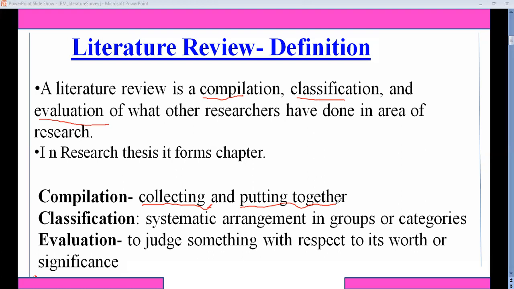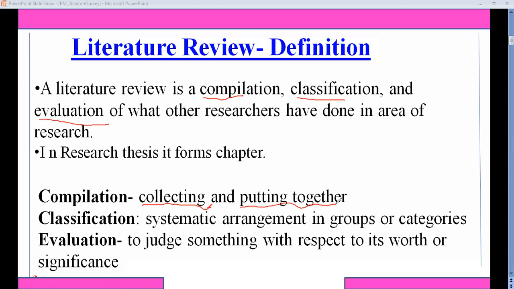And then comes classification. Whatever literature we review, whatever we have collected, we have to classify based on the criteria. Like whether it is experimental, whether it is numerical, in experimental which area they have done the work. They have done work in area A, they have done work in area B, they have done work in area C. Like this, we have to classify the data.